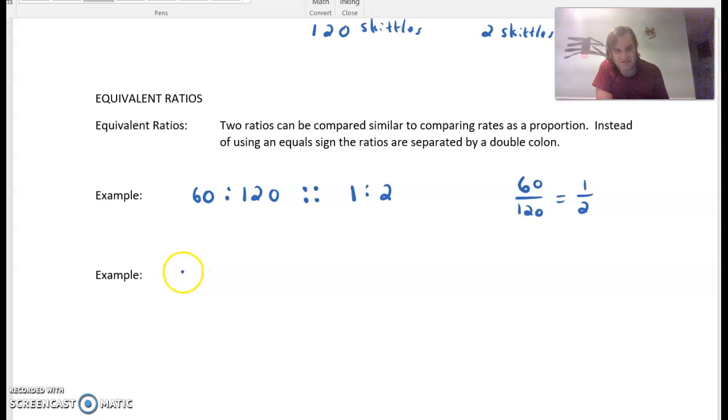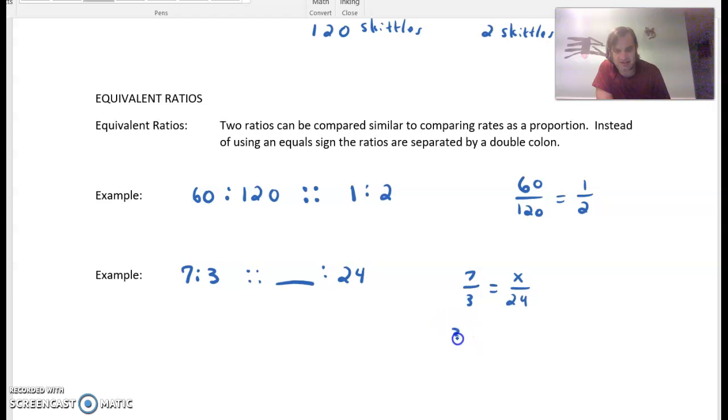So we might see something that looks like 7 is to 3, which is equivalent to some unknown is to 24. Now, while this is the way we write it, we can think of it kind of like the proportional notation. Okay, and if that helps, I don't blame you. So proportional notation would be like 7 over 3 is equal to something over 24. So we're trying to figure out what's missing here.